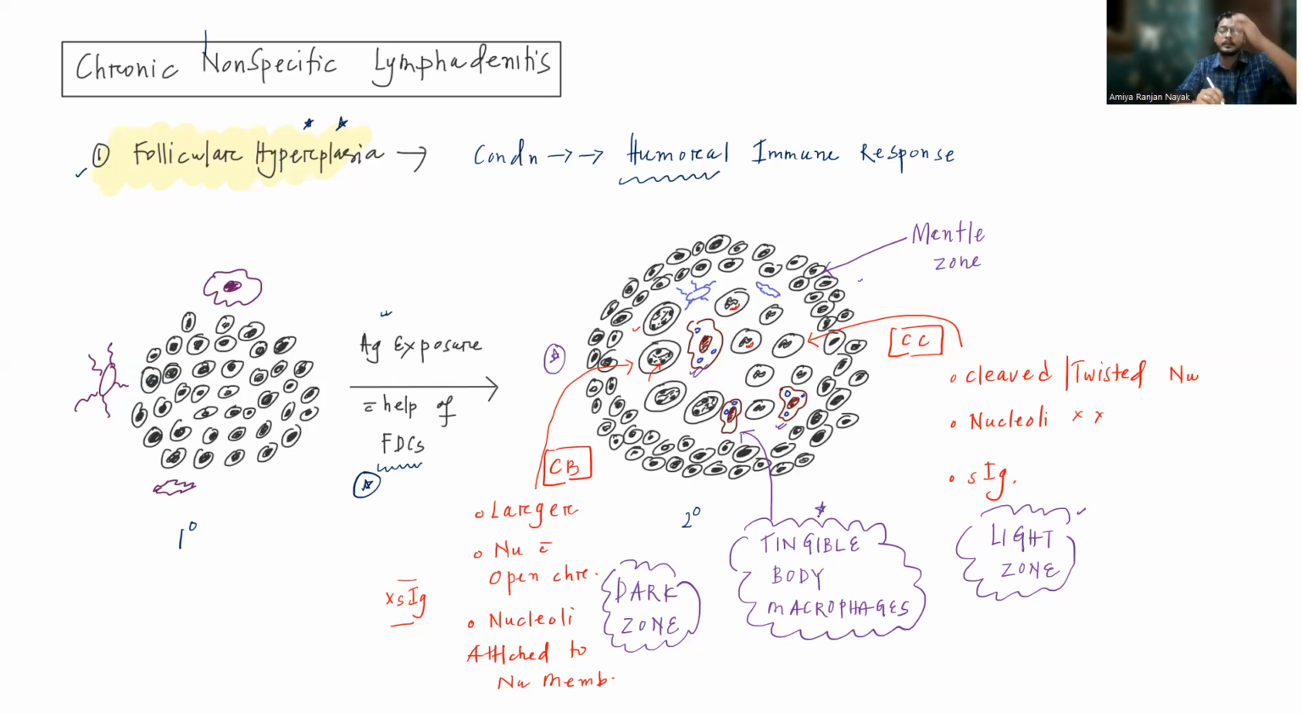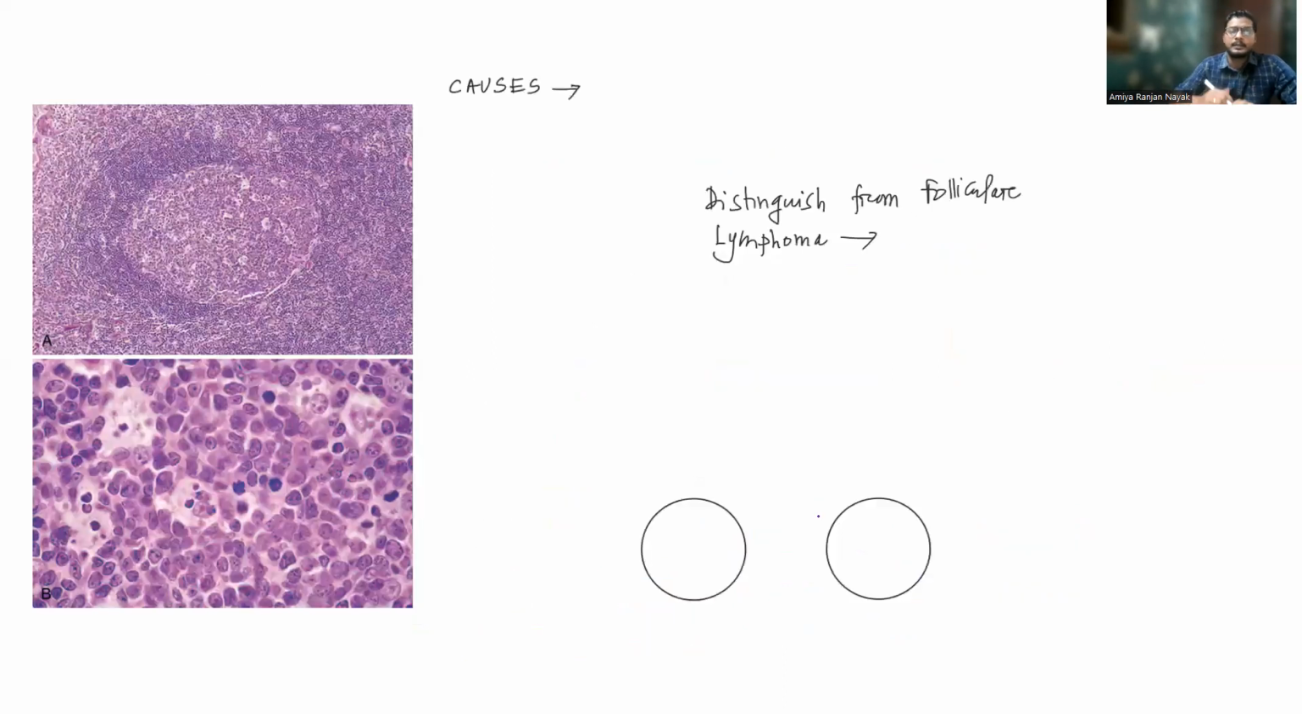Okay, so this is about the secondary follicles. You are going to find these secondary follicles classically in cases with follicular hyperplasia. If you see the histological image, you can appreciate that this is a secondary lymphoid follicle. You can appreciate that this is the mantle zone, and this one is the germinal center.